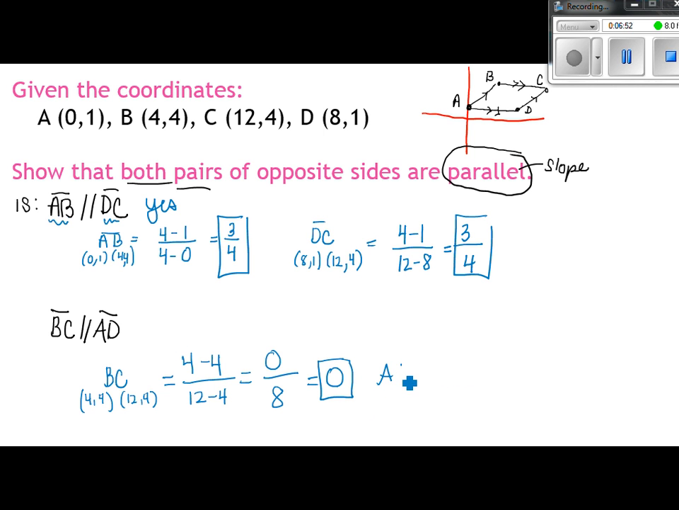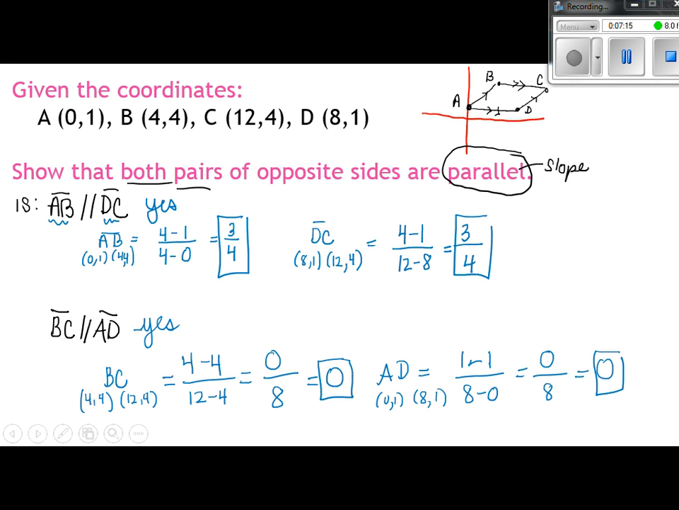And now we need to do AD as well. And A is (0, 1), and D is (8, 1). So the difference of the y is 1 minus 1 over 8 minus 0. 1 minus 1 is 0. 8 minus 0 is 8. 0 divided by 8 is again 0. And again, these two slopes are the same. So these two sides are in fact parallel. And because both pairs of sides are parallel, it is a parallelogram. We can conclude that this quadrilateral is in fact a parallelogram.